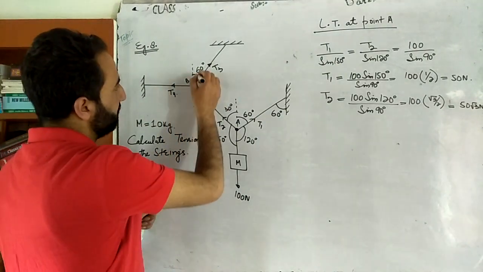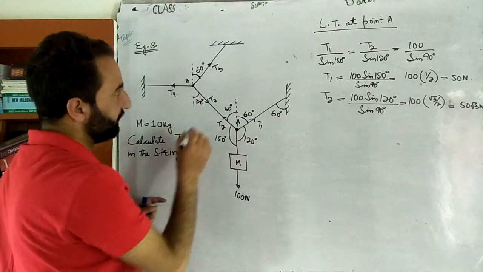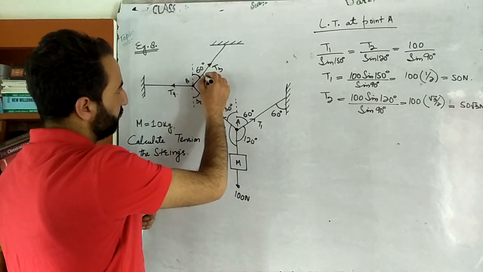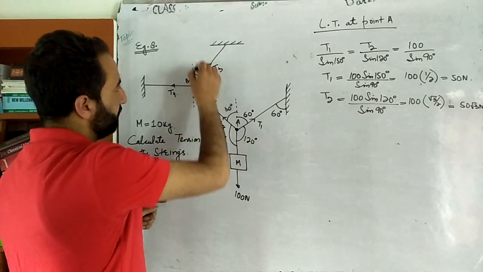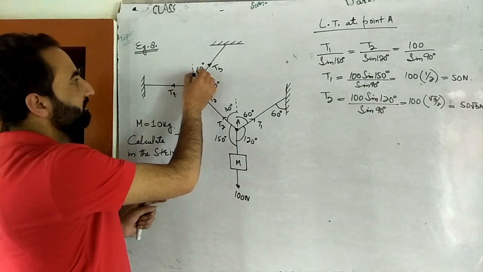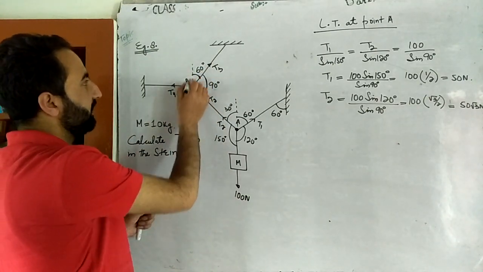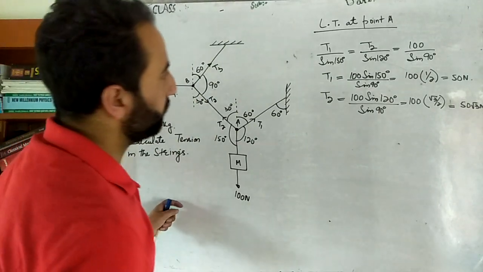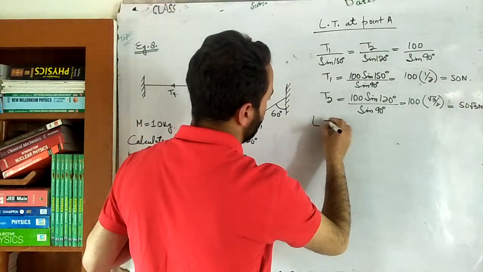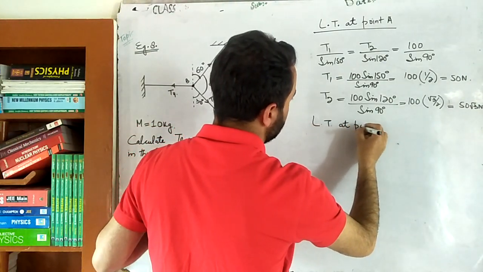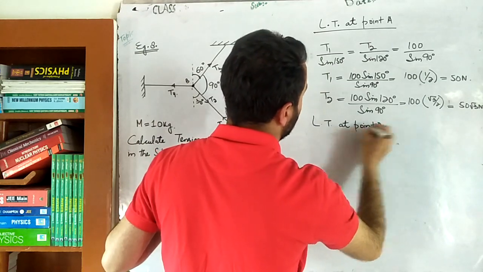So this angle is 30. This is 60. That is 60 plus 30 is 90. So this angle is how much? Obviously it is 90. So 90 plus 90 is 180. Okay? Then this angle is 60 plus 90, 150, and this angle is 120. Okay. So here I will write down Lami's theorem at point B. Lami's theorem at point B.